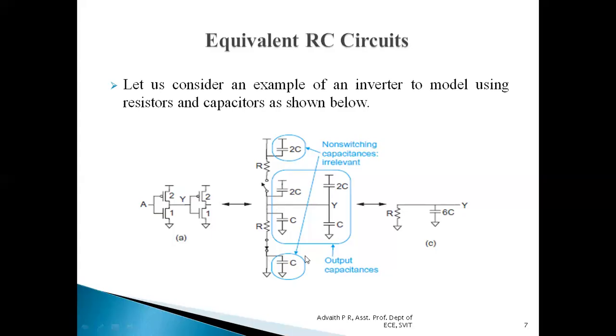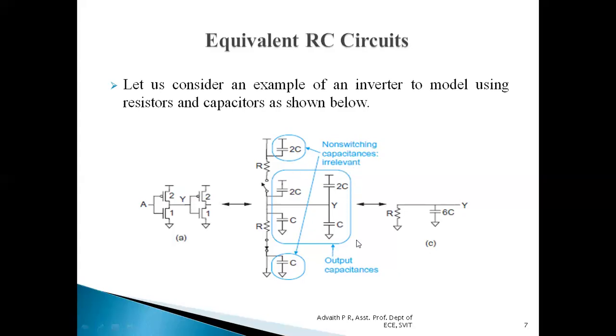This entire set of capacitors forms the output capacitance. We normally neglect the top source capacitance of PMOS and the bottom source capacitance of NMOS because they are connected to a constant voltage source. The source capacitance of PMOS is connected to a constant voltage source called VDD, and the source capacitance of NMOS is connected to a constant voltage supply called ground. Because these capacitances do not switch, they are non-switching capacitances and irrelevant for our modeling. Hence, we normally neglect these two.